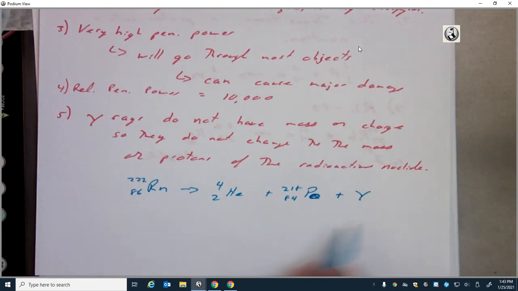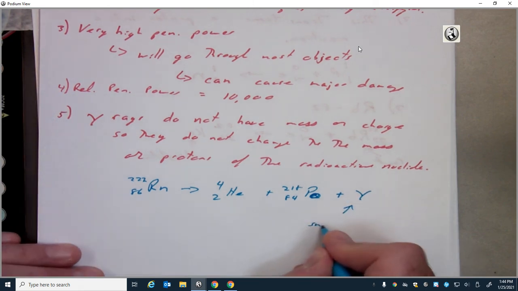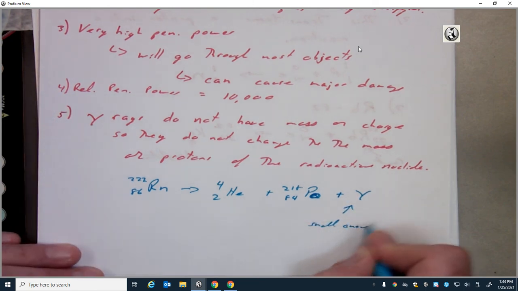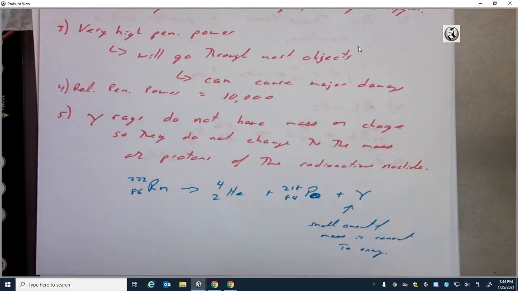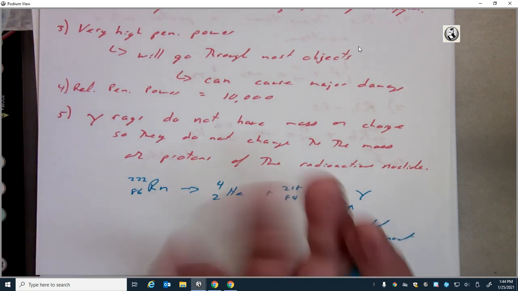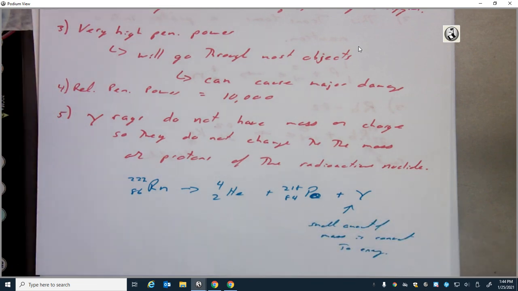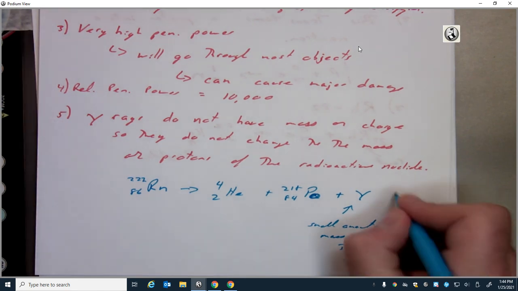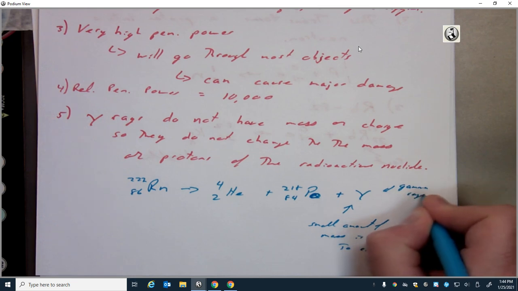Now, where do these gamma rays come from? This is where a small amount of mass is converted to energy. Now, what do I mean by a small amount of mass? We're talking about an amount of mass that you can't really even measure, but it still produces huge amounts of energy. So this would be my gamma rays.